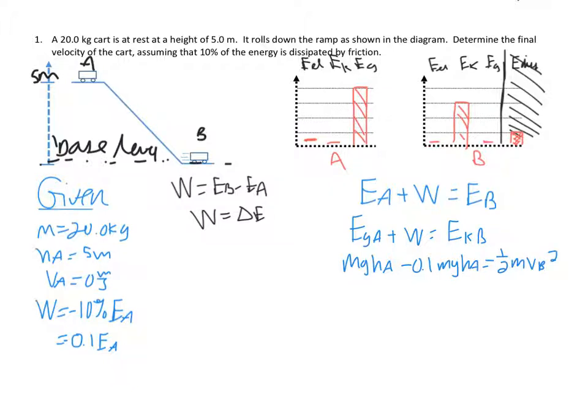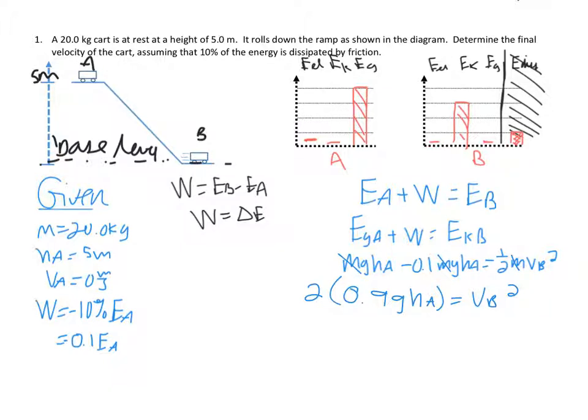Now, because I made this substitution here, we knew that work was equal to negative 0.1 EA, so negative 0.1 of EA, which was EGA. So because I made this substitution here, I can cross out my masses. That's not always going to be the case when we're dealing with work. So g height at A minus 0.1 g height at A is 0.9 g height A. Multiply that by 2 equals VB squared.